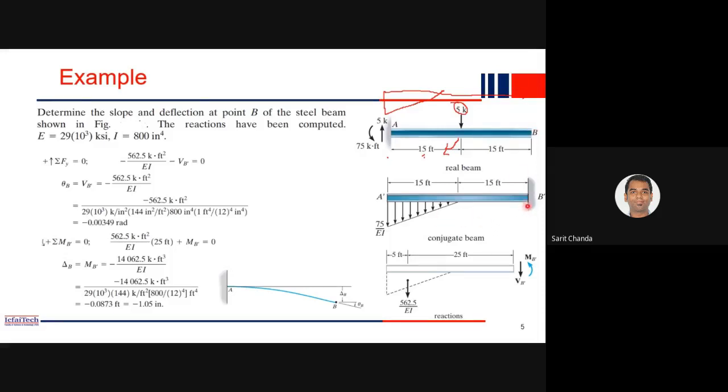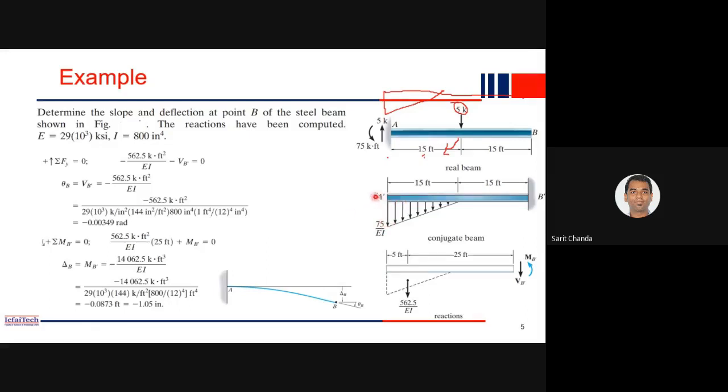So now what is the shear force here? Theta B is nothing but equal to the shear force at B dash. So theta B equals the shear force at B dash. So what is the shear force here? Shear force will simply be the area of this triangle. How much is the area? Area will be half into base into height, right? So half into base is 15, into height is 75.